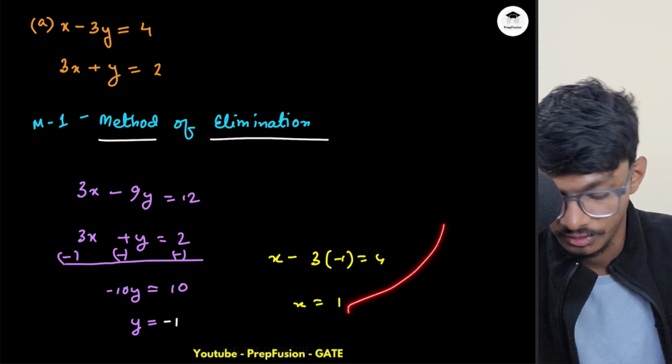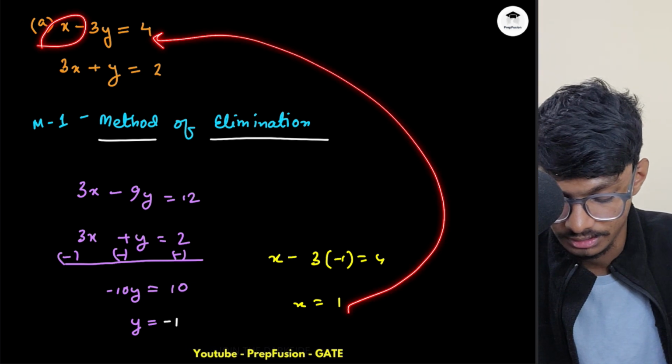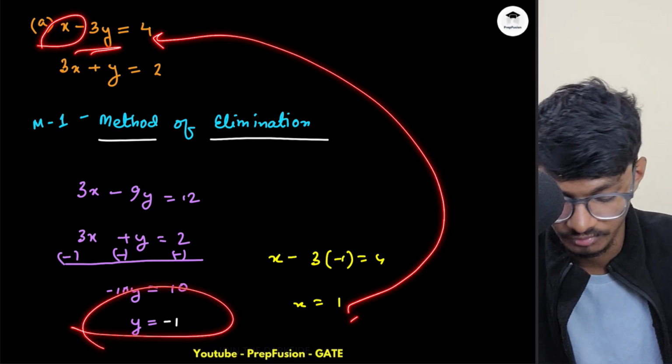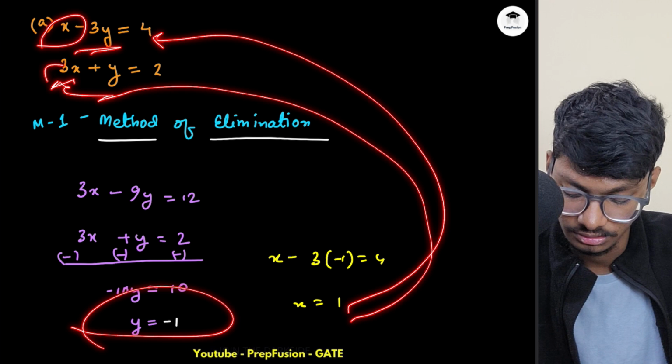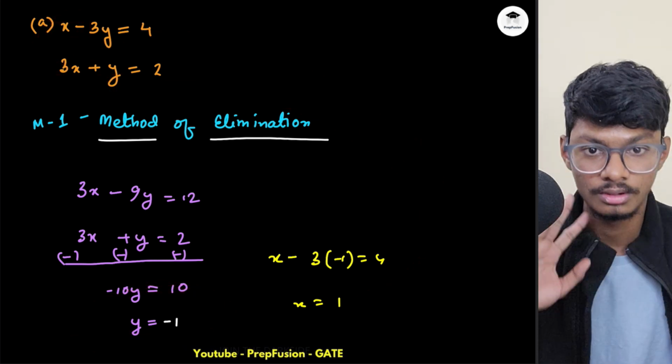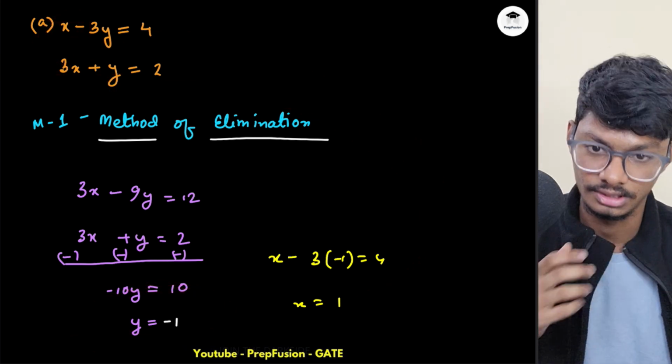If I put this x equals 1, then I get y equals minus 1 again, which is correct. If I put this x equals 1 here, 3y equals minus 1. So whatever I have solved is correct.